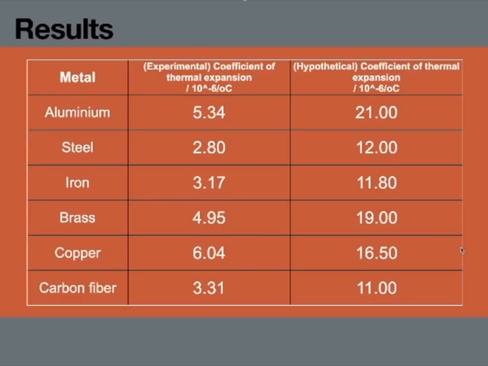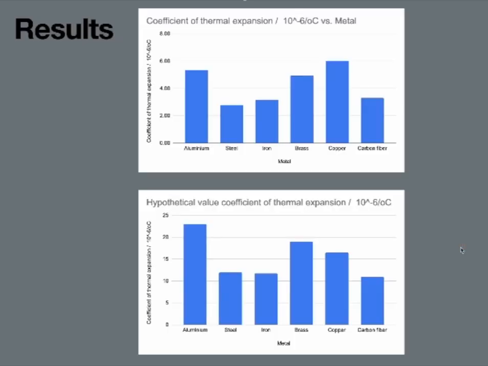After some math to calculate thermal expansion afterwards, here is our data. For comparison, here are the two graphs plotted side by side. Our results concluded that copper expanded the most, while steel expanded the least. According to our graph, our results were incorrect. However, the trend of difference in thermal expansion was similar to our hypothetical results, the only exception being aluminum and brass.